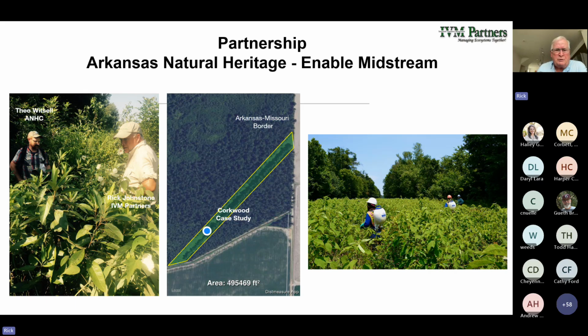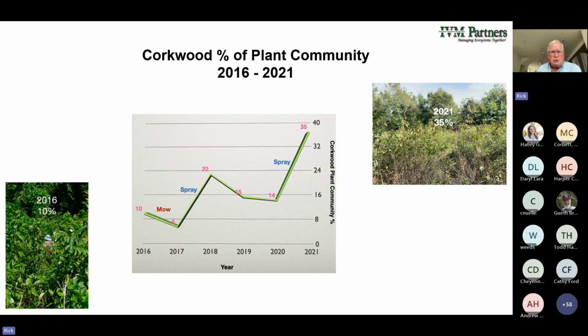This corkwood shrub is only 4 feet high. Mow it in this winter and then come back next year, which you see on the right, and do your selective treatments. But I want to show you how it changed. The corkwood was 10% of where we did our study, 10% of the plant community. When it was mowed, it dropped to 6% because that next year everything can come up and you get other plants dominating. And then we did a herbicide treatment, it jumped to 22%. And then we did a touch-up treatment 2 years later, and it jumped to 35%.